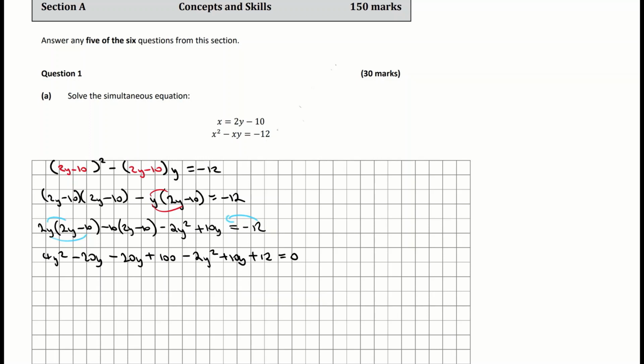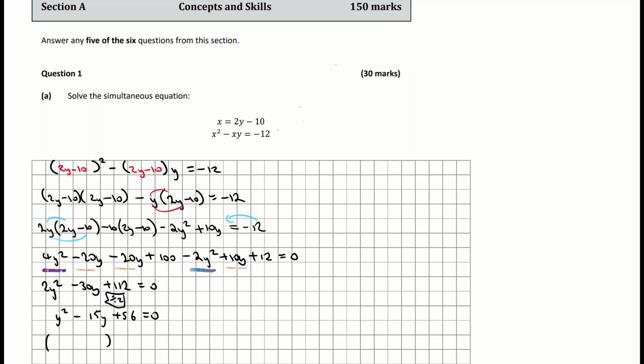Tidying things up a little bit here now, I'm going to group the y squareds. That's giving me 2y squared. I'm going to group the y's, minus 20, minus 40, minus 30. And then my constants is 100 plus 12, which is plus 112 equals to 0. I can see here that if I divide across by 2, it'll make it a little bit easier for myself. So that will become y squared minus 15y plus 56 is equal to 0.